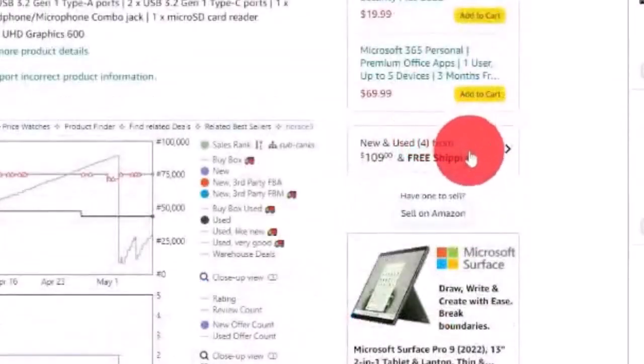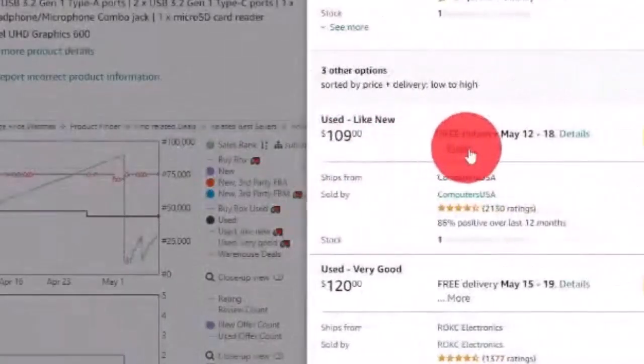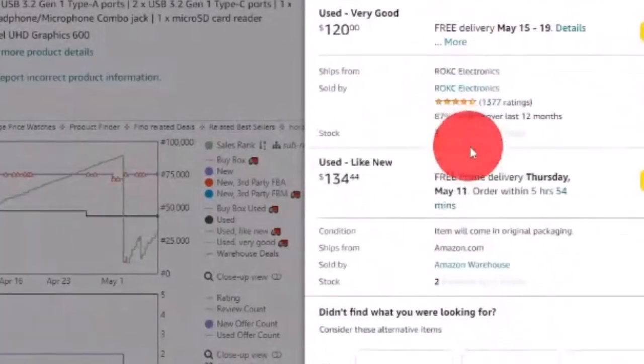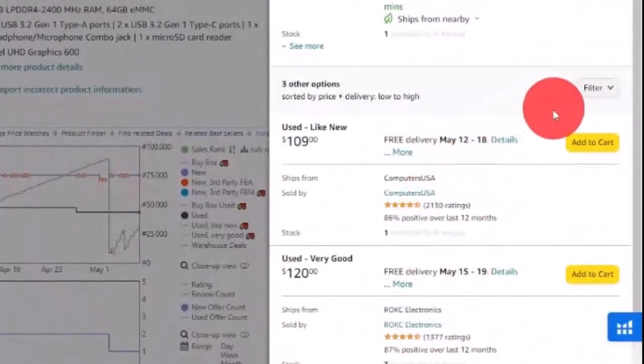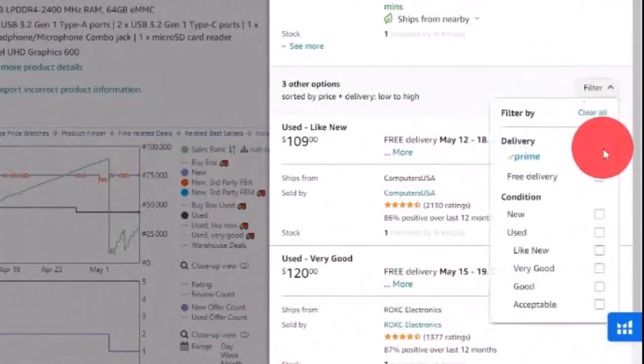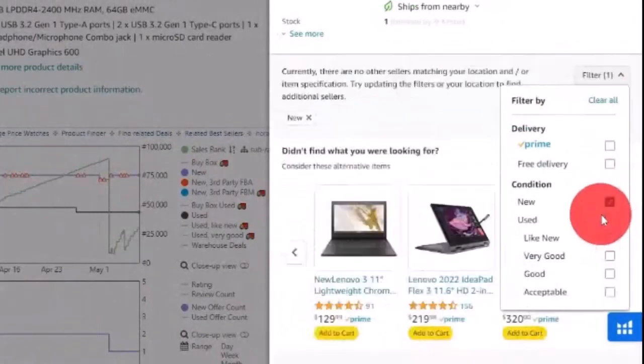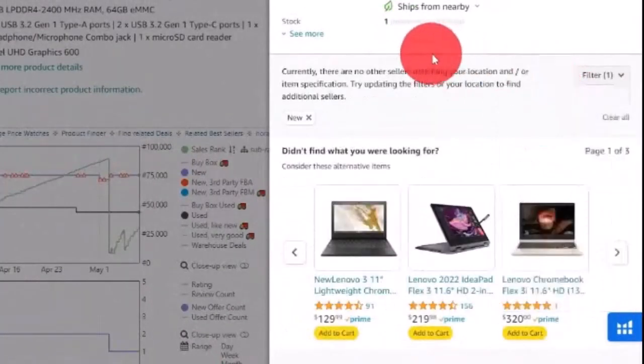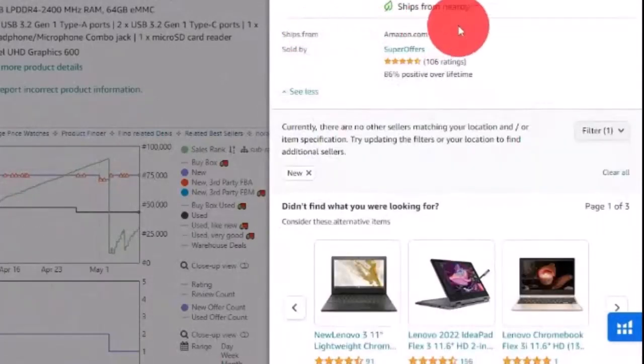Let's see. Actually, that ain't right, is it? There's more than that. And look at these, some of these people are selling this used. Let's go to new. All right, so there's only one person selling new, and that is this Super Offers.